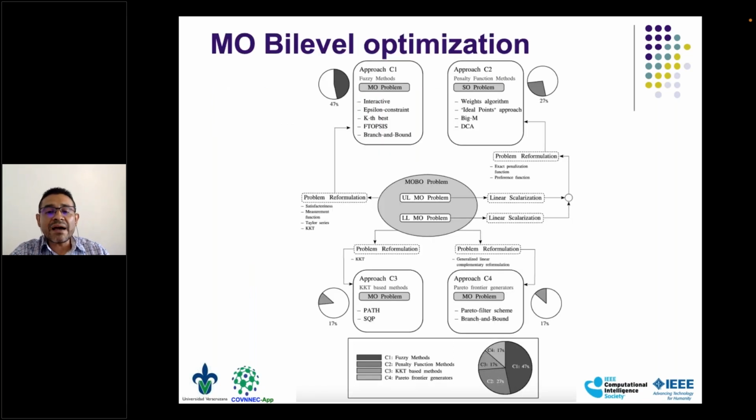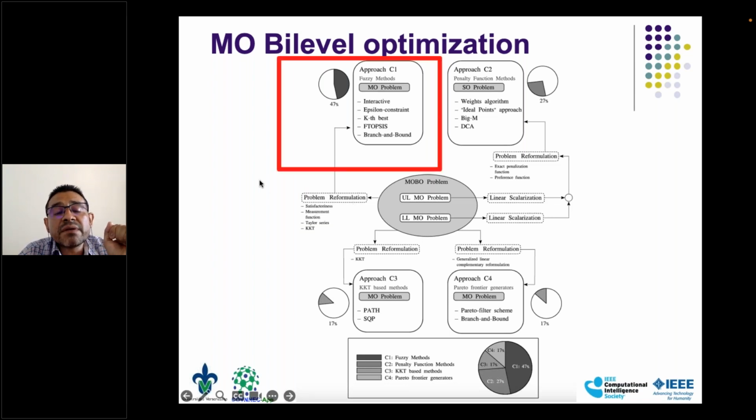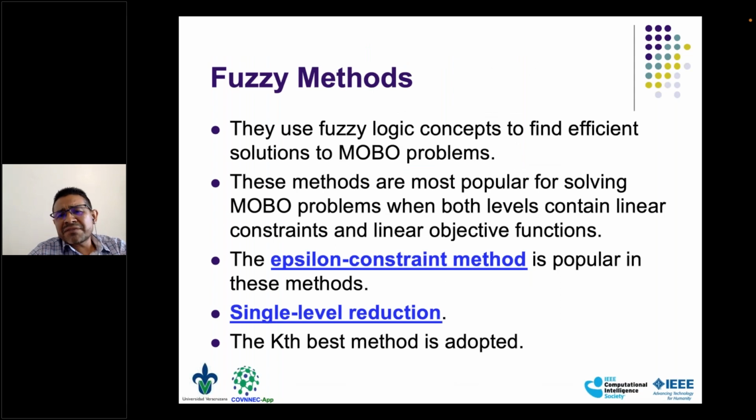So this is a very nice figure. I hope you can understand it easily. In the case of classical approaches, we have four groups, and I will describe them briefly. I will start with the first group of methods, the fuzzy methods. We detected that fuzzy logic is very popular. These fuzzy logic concepts are considered in a classical approach to solve multi-objective optimization problems.